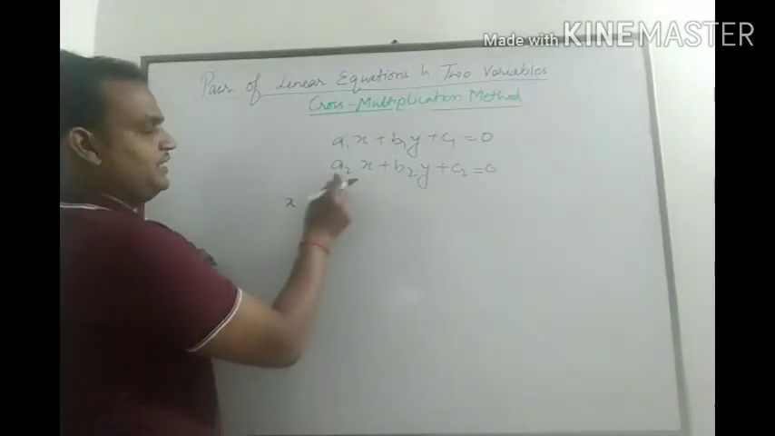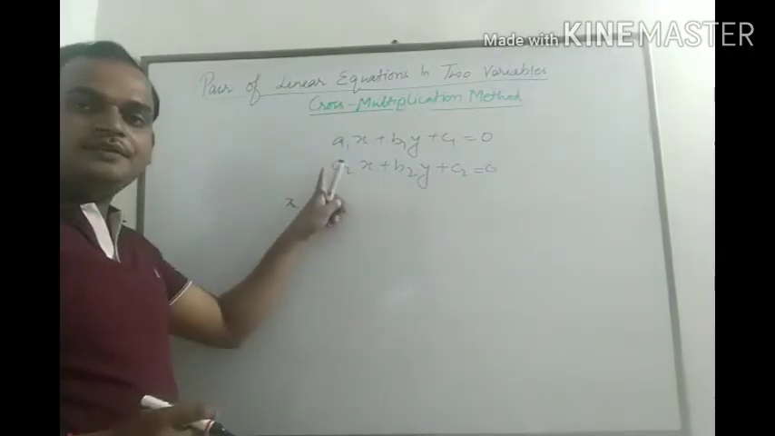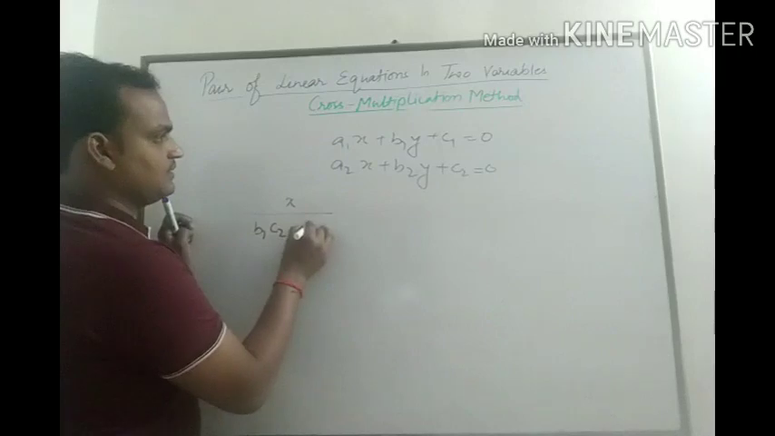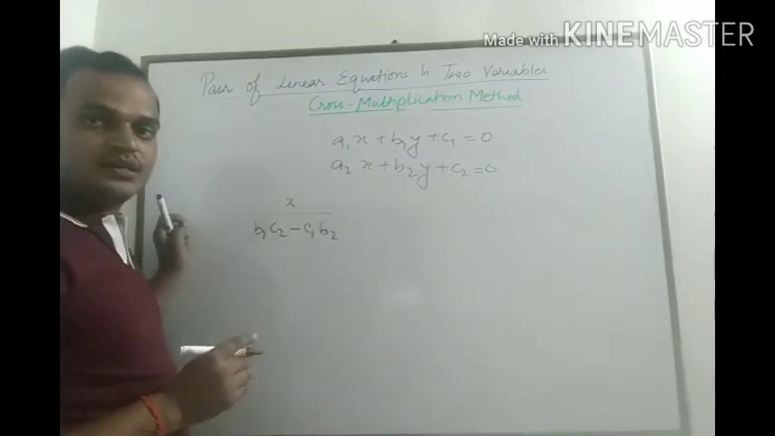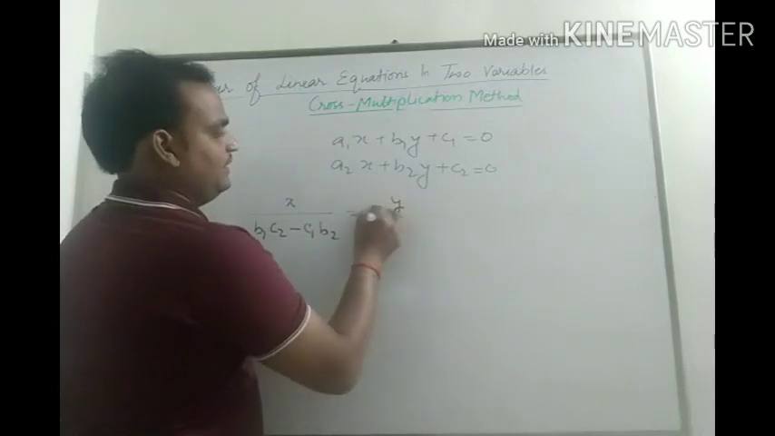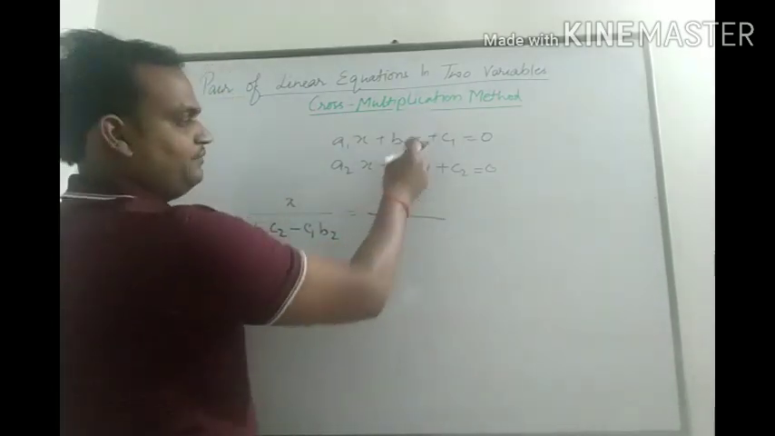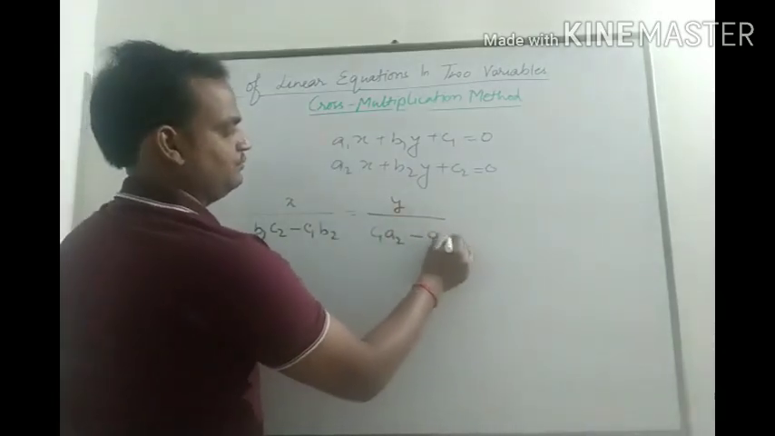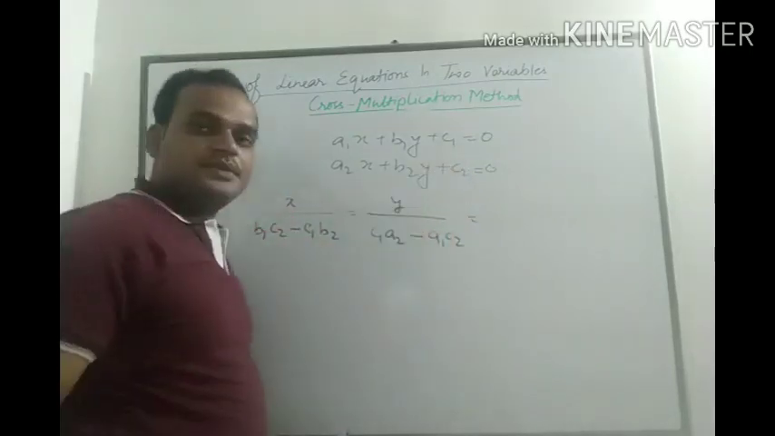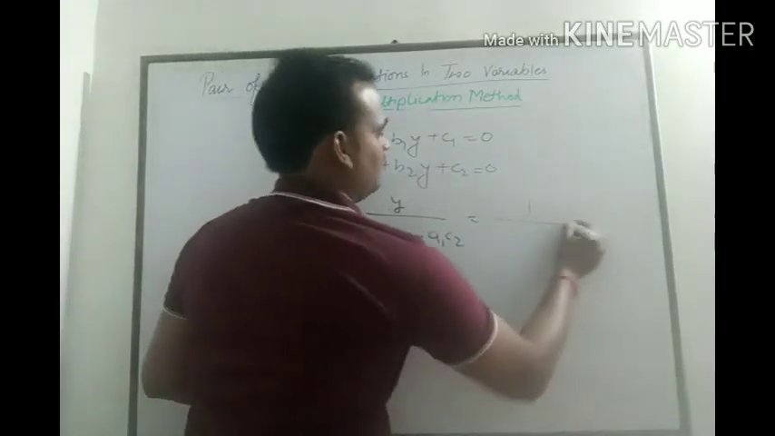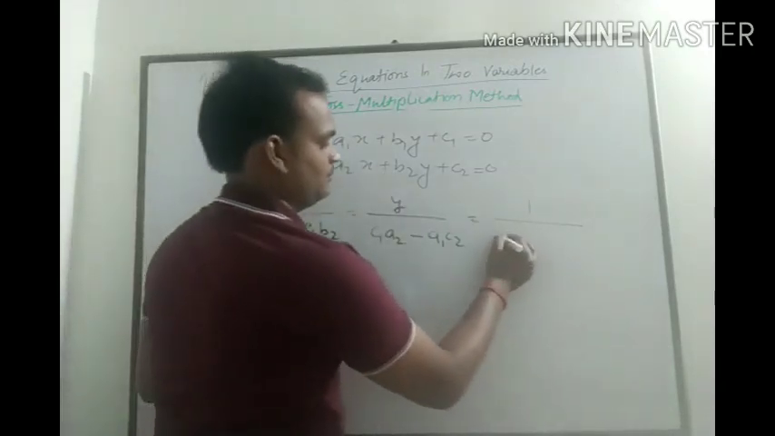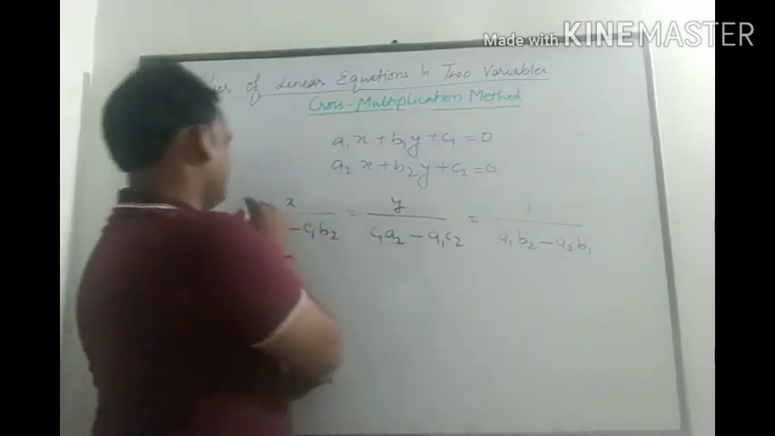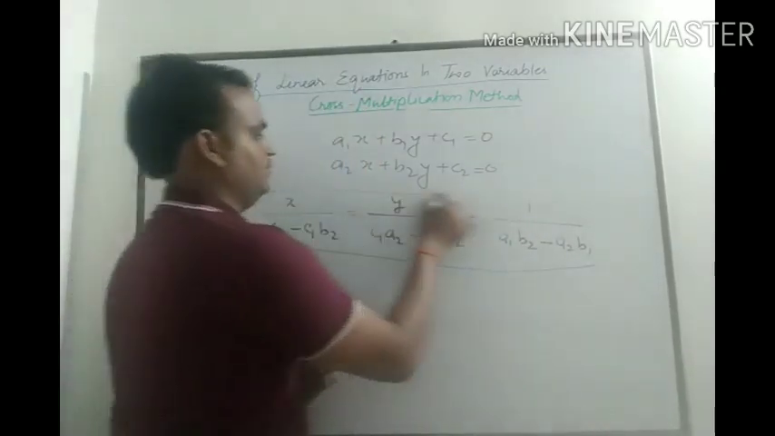We have taken x, so we cannot take the coefficient of x, so we leave a1 and a2. b1 into c2, x upon b1 c2 minus c1 b2. Now y, if we take y, then we cannot take b1 and b2, so c1 a2 minus a1 c2. And now next is the constant term, so we will take 1 upon a1 b2 minus a2 b1. This is our cross multiplication formula.